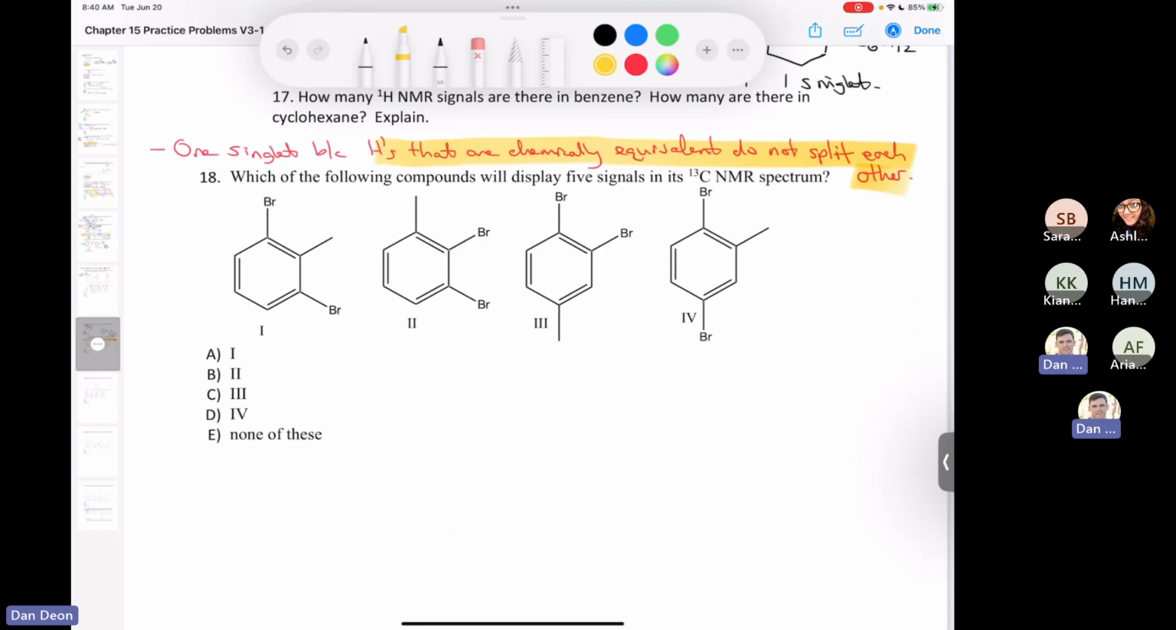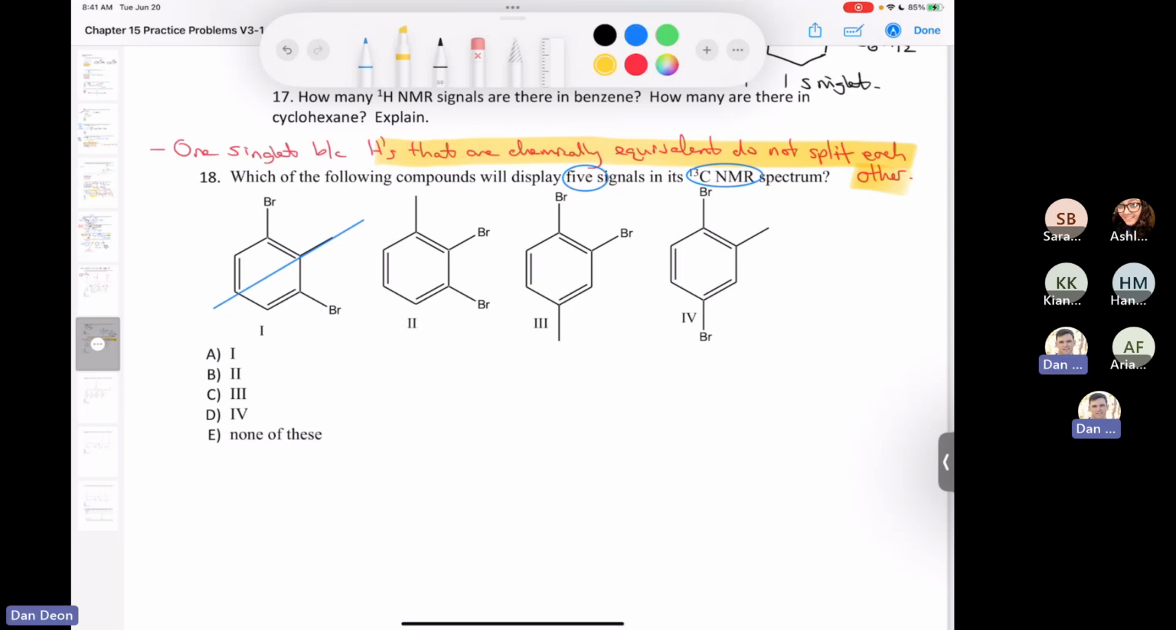All right, number 18. I love these ones where you have to go through every single compound to get to the answer. Anyhow, which of the following compounds is going to give us 5 signals? So we're looking for 5 signals in the carbon-13. So if we look at the first compound, number 1, you can see that there is a plane of symmetry through the molecule right here.